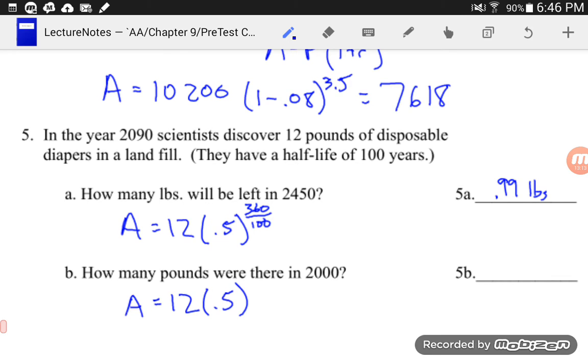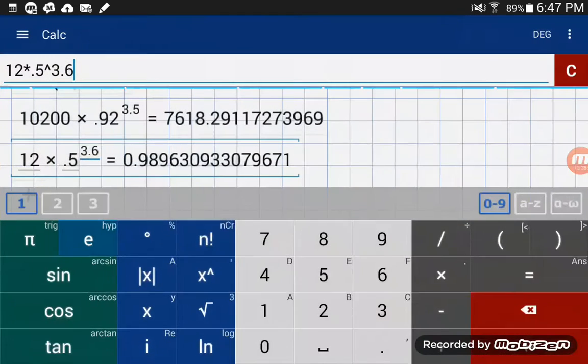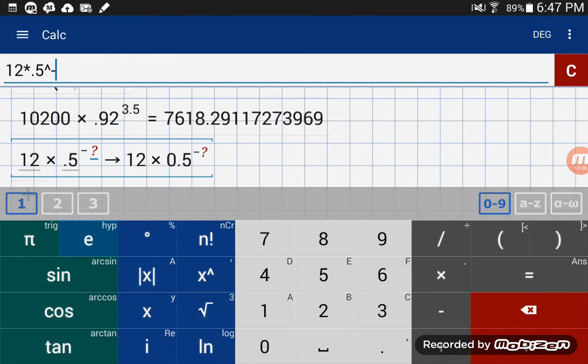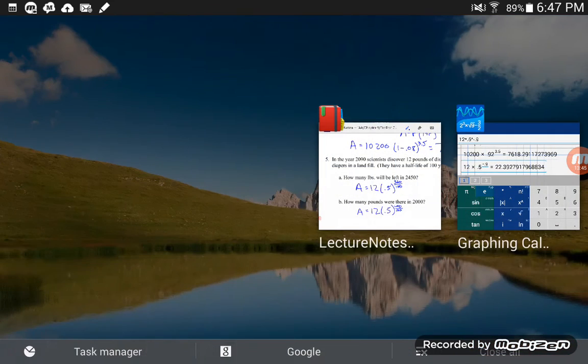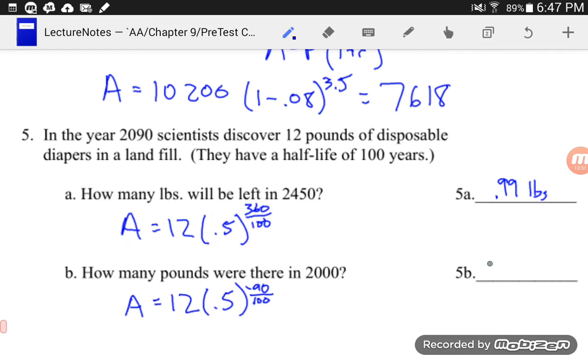And so I'm really going back not quite a full half-life, so I'm not going to have quite 24 pounds, but it's probably going to be pretty close to that, and I could think of it as a negative 0.9 half-lives, or I could just say negative 90 years divided by 100, which equals 0.9. So let's plug that in. Instead of to the 3.6 power, we'll put it to the negative 0.9 power, and 22.4 pounds. So, kind of what we expected there, we would have almost 24 pounds, because it's almost a whole half-life before.